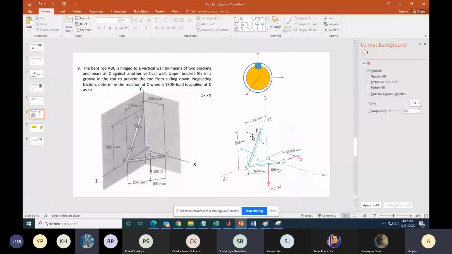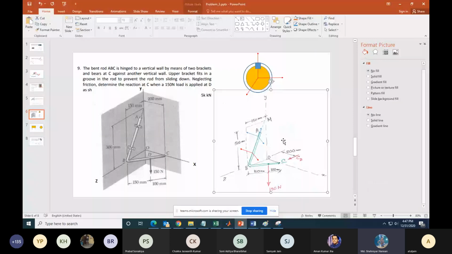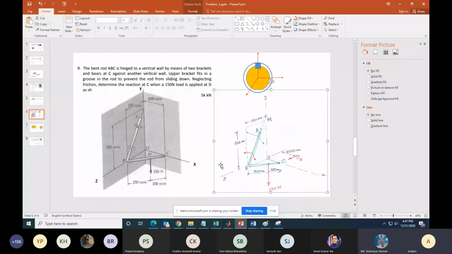Hello. Yes. So, sir, I wanted to ask: the reactions are perpendicular to the rod. Come again, what are you saying? The reactions are perpendicular to the rod, at point A and point B. It is related to the rod.